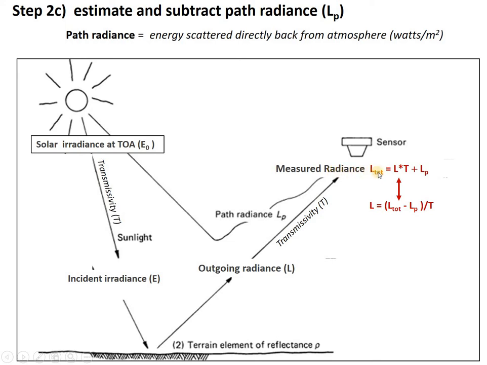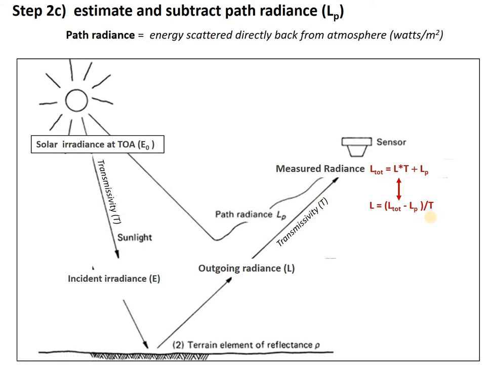And so essentially we can think of that as now the total measured radiance is equal to whatever came off the ground, L, adjusted downward by the transmissivity, plus the path radiance, okay? So if we solve this for L, our best estimate of L now would be whatever we measured, L total, minus the path radiance, divided by the transmissivity.